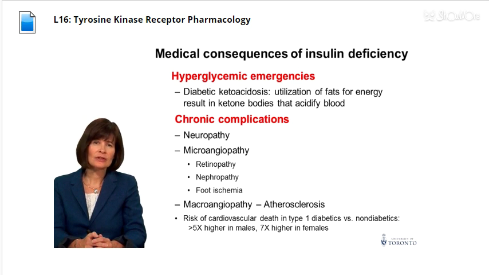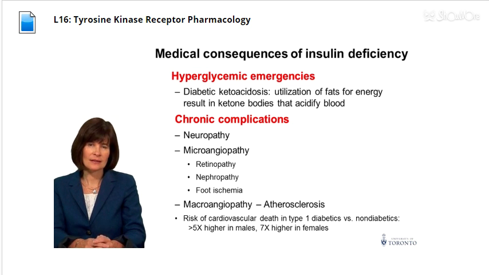Macroangiopathy results in increased atherosclerosis in diabetics, with concomitant increased risk of cardiovascular death in type 1 diabetes compared to non-diabetics. This is particularly high in females, who have a 7 times higher risk of cardiovascular death than those without diabetes.